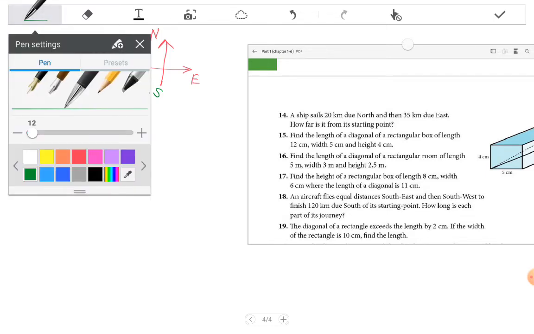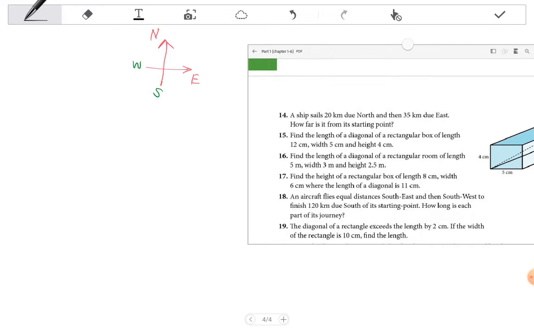So we have a question: a ship sails 20 kilometers due north, and due east 35 kilometers. This distance should be a little smaller, and that one bigger, but it's just a rough idea. There's no necessity to draw the actual scaling. How far is it from its starting point?